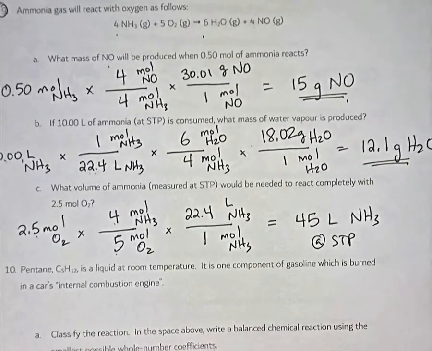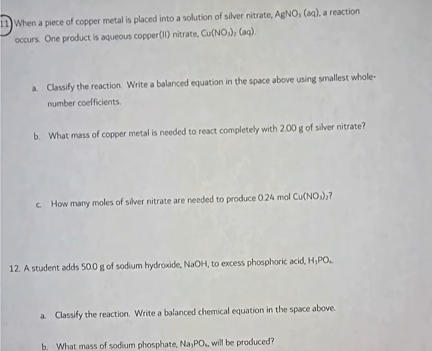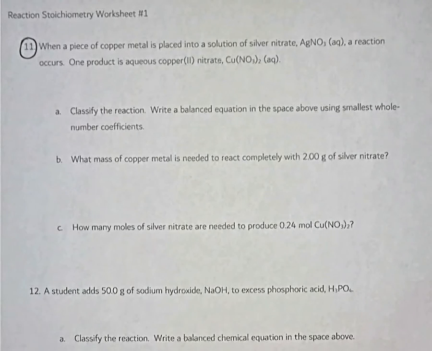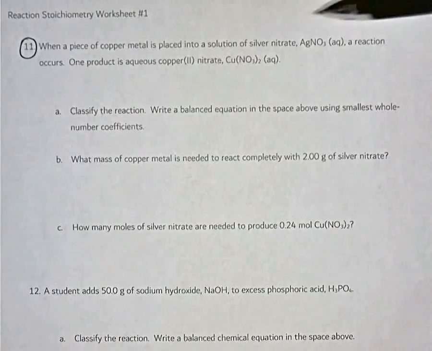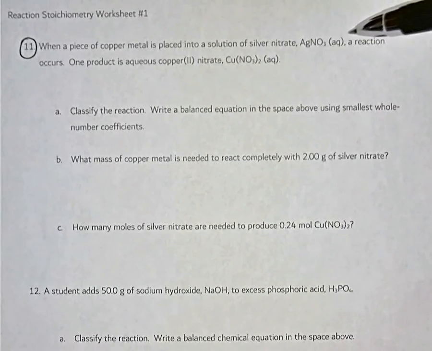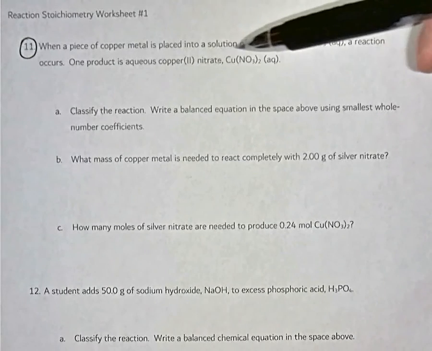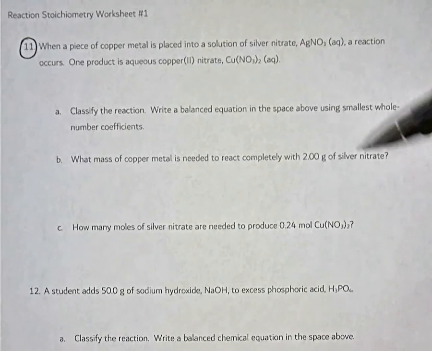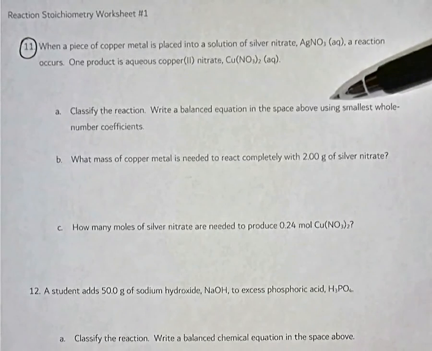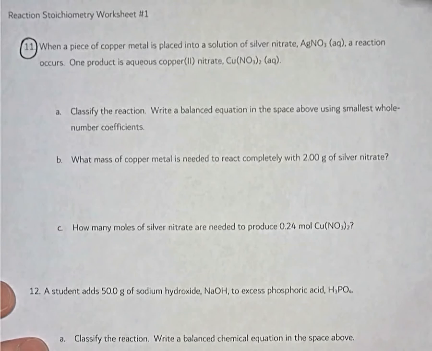All right, we'll do one last question together. Question number 11, if you've got the worksheet in front of you. It says when a piece of copper metal is placed into a solution of silver nitrate, a reaction occurs, and one product is copper 2 nitrate, and we've got the formulas there. Classify the reaction and write a balanced equation in the space above, using smallest whole number coefficients.